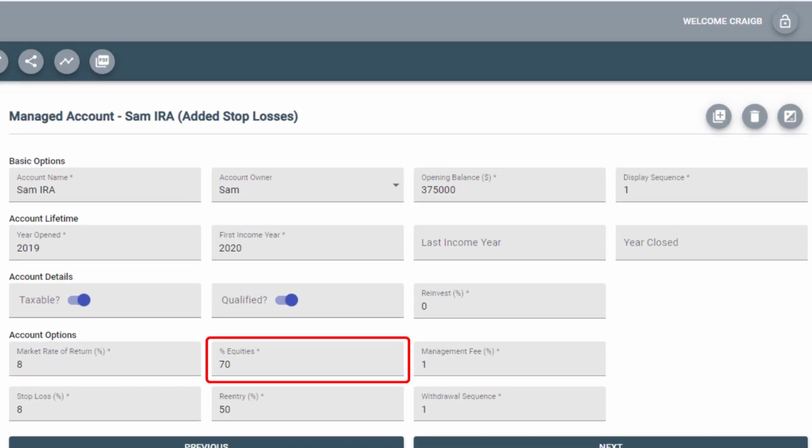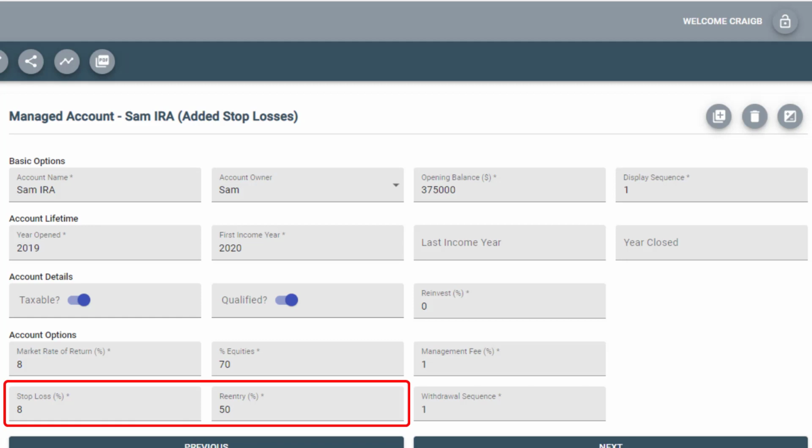The percent equities attribute is only used by managed stock accounts. It determines how much of the account's assets are invested in equities, with the assumption that the remaining percentage is invested in bonds, cash, or other less volatile investments. This percentage is only used during the years when a bear market is simulated in the scenario.